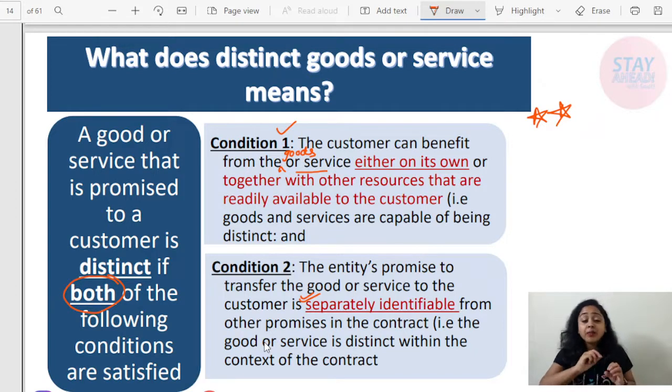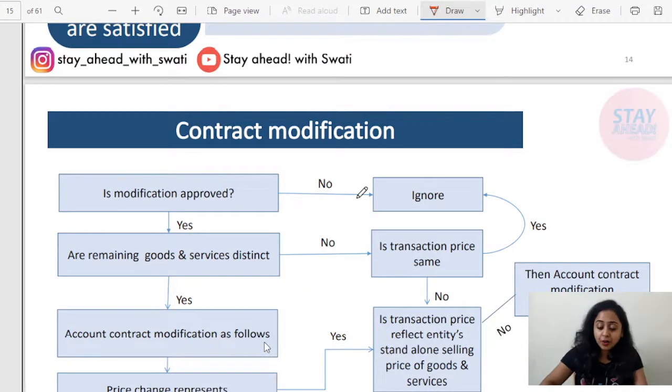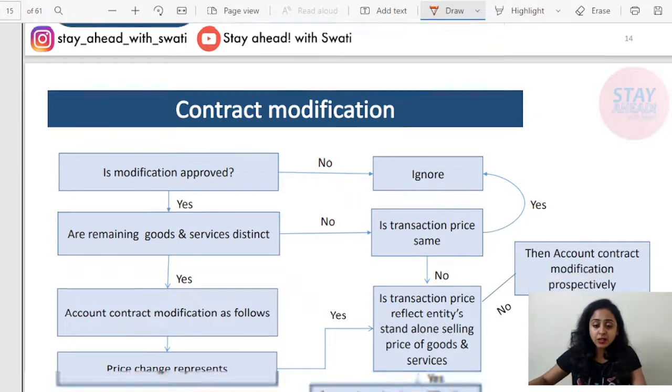Distinct goods and services has a very major role. If you are a student preparing for any exam, please learn this definition. Even as a professional, if you learn this, it will help you a lot. I guarantee this. Next comes contract modification, as we have just heard.